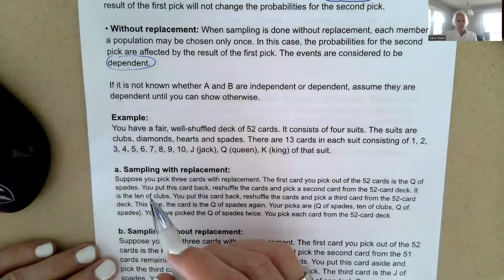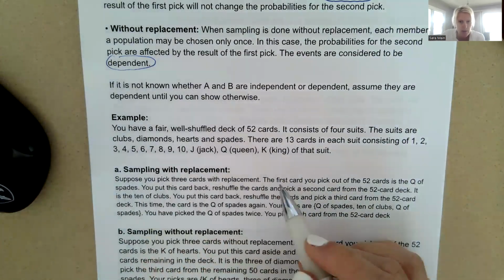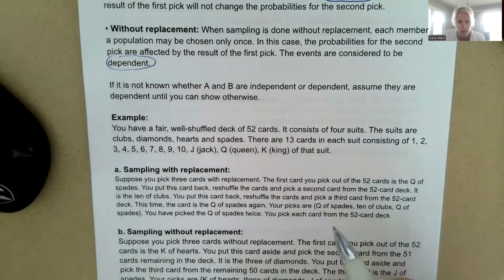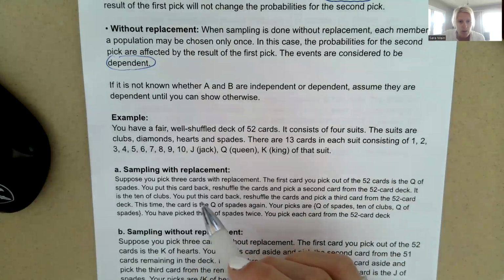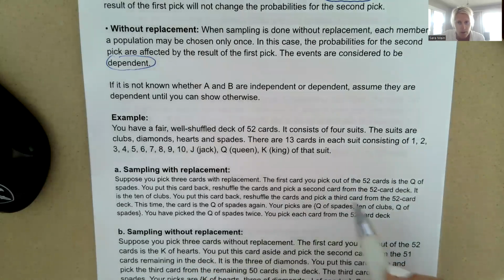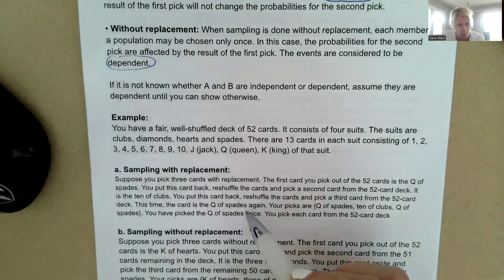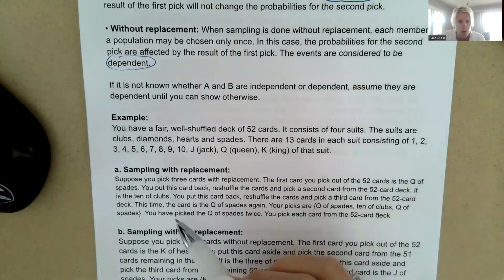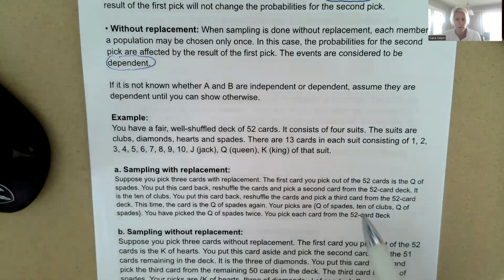So sampling with replacement, an example would be, suppose you pick 3 cards with replacement. The first card you pick out of the 52 cards is the queen of spades. You put this card back, reshuffle the cards, and pick a second card from the 52 card deck. It is the 10 of clubs. You put this card back, reshuffle the cards, and pick a third card from the 52 card deck. This time the card is the queen of spades again. Your picks are queen of spades, 10 of clubs, queen of spades. You have picked the queen of spades twice. You pick each card from the 52 card deck.